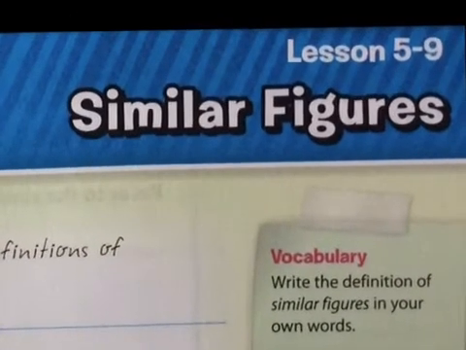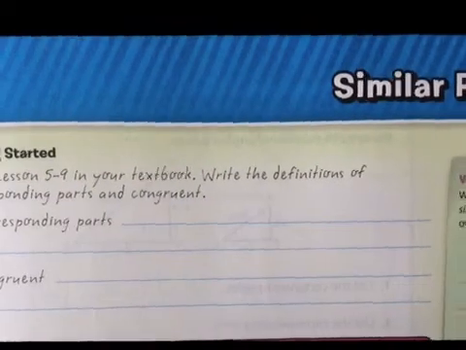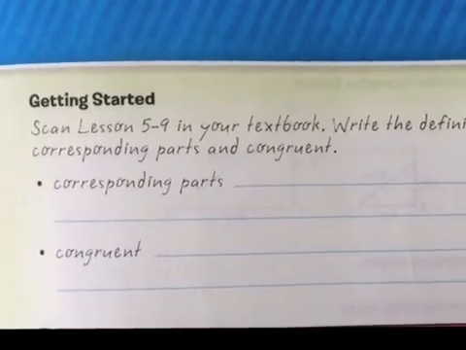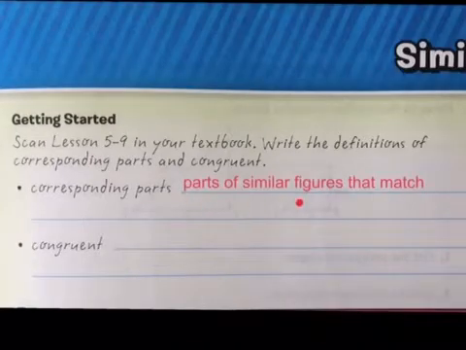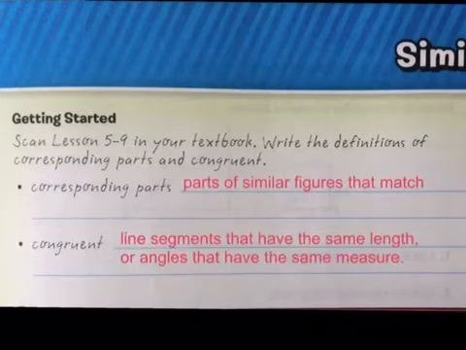So when we talk about similar figures, we're talking about two different concepts here. We're talking about corresponding parts and congruent. What do these mean? Corresponding parts means parts of similar figures that match. Okay, so the same sides that match. And congruent means line sections that have the same length or angles that have the same measure. So essentially congruent means the same.